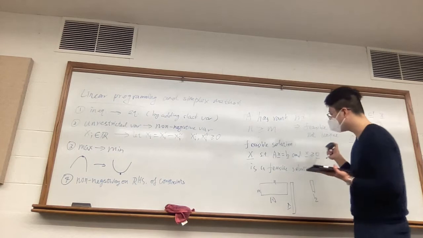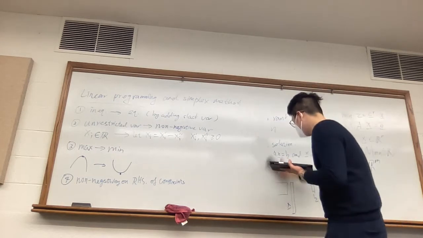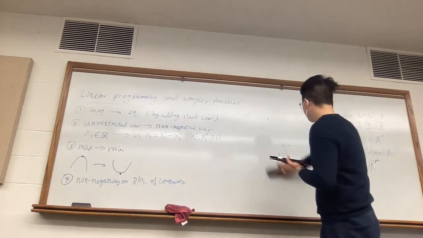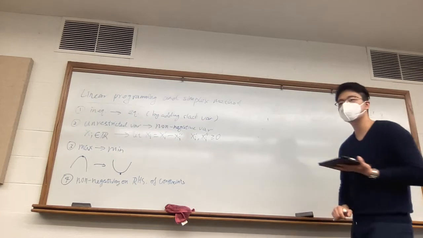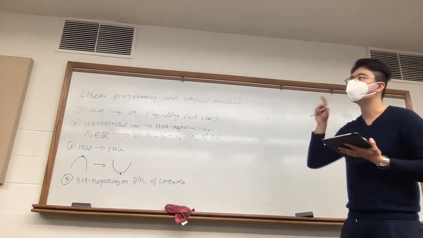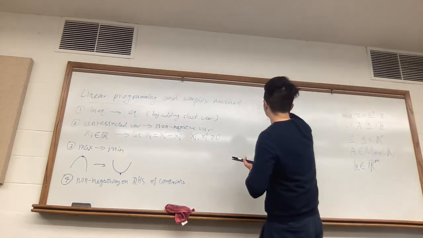If you don't remember why, just review your notes in linear algebra. So the feasible solution is not unique. Then that's to say we need to consider the feasible region. Okay, so I tell you another concept, feasible region.